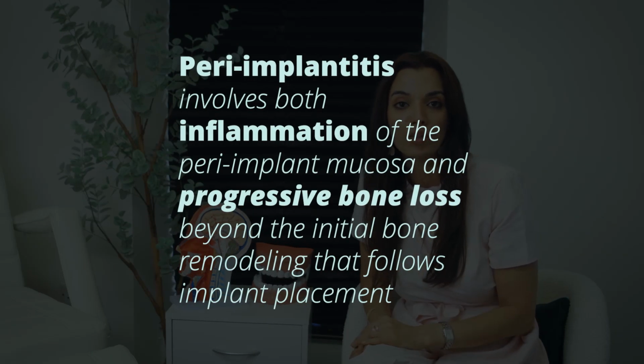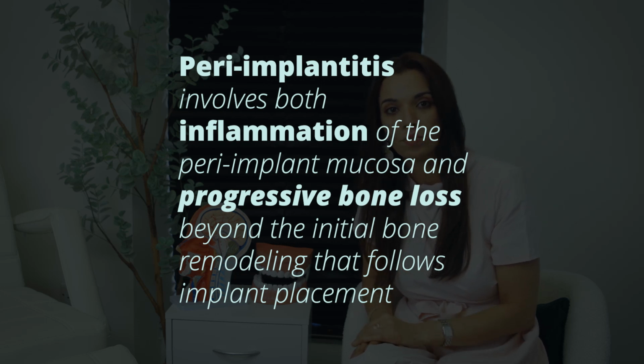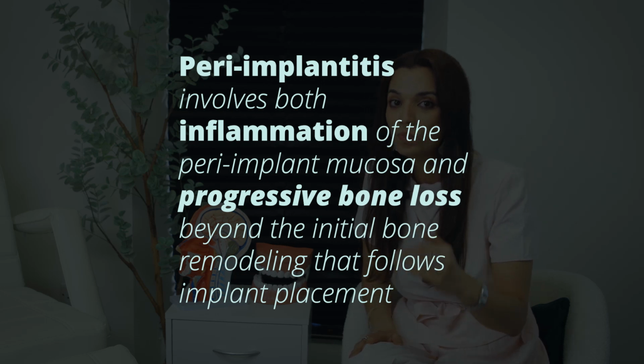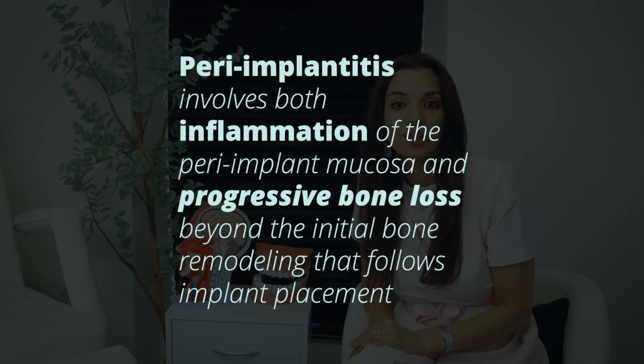So how can we detect this clinically? We see redness, swelling, and bleeding on probing, but no radiographic bone loss. There's something very important: you always have to go back to your initial radiographs to assess the initial bone remodeling following implant placement. Now, in contrast, peri-implantitis involves both inflammation of the peri-implant mucosa and progressive bone loss beyond the initial bone remodeling that follows implant placement.